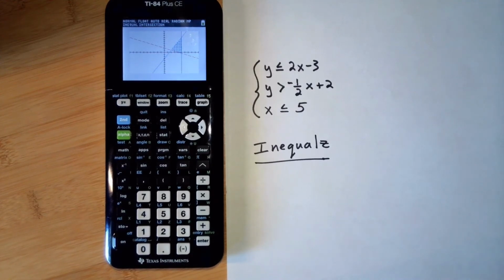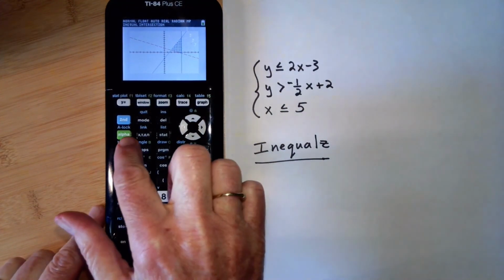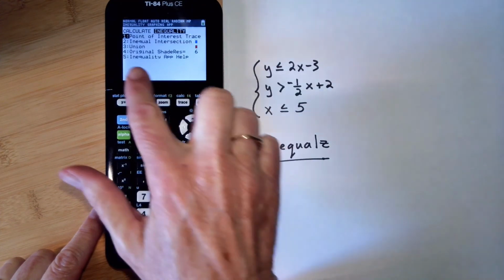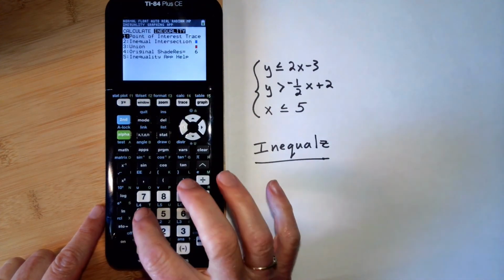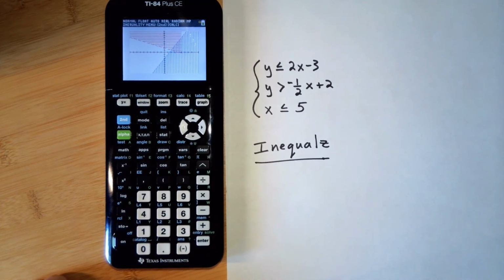Couple last things that I wanted to mention. First of all, if you want to go back to the full graph, you can do second calc inequality and then number 4 is the original shading. So if you choose number 4, it will go back and it will graph the full inequalities, and you can see the intersections as you did before.